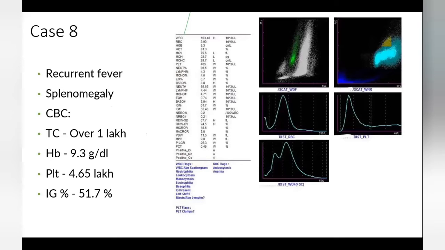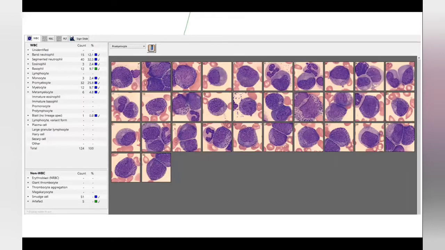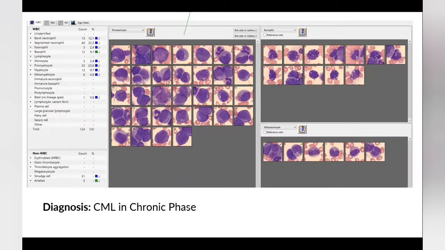This was a case of, obviously on scatter plot itself, you know that a CML is going on over here. It was a case where the total count is more than 1 lakh with mild anemia and a mild increase in platelets, and there was a big shift to left, and all the types of immature WBCs, myeloid cells, were captured, and promyelocytes, myelocytes, and metamyelocytes, everything were easily captured and classified so that we can give a quick differential count, maybe an occasional blast. This was a case of CML in chronic phase.